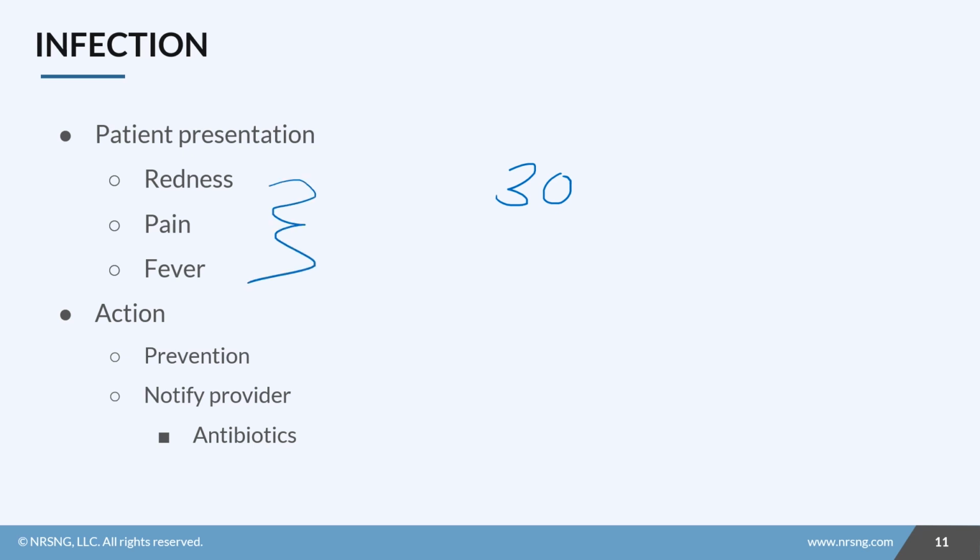Steps are always taken to prevent these issues from occurring, so be sure to check out the lessons available on the sterile field, surgical prep, and intraoperative nursing priorities. Prevention is key. Notify the provider if an infection is suspected. The patient will most likely be treated with an antibiotic.